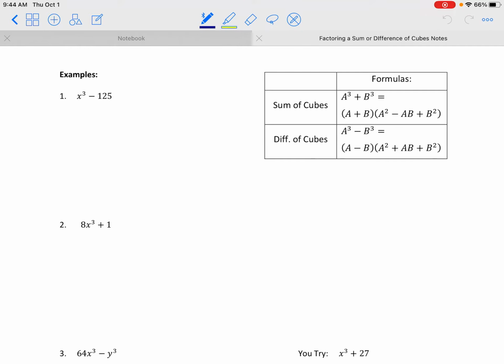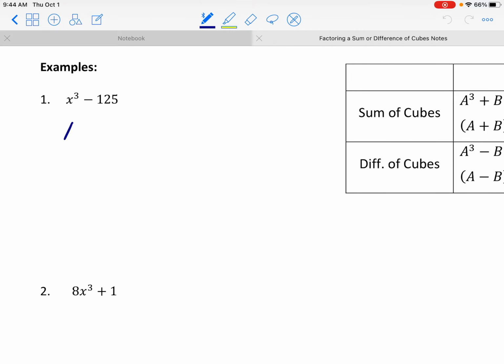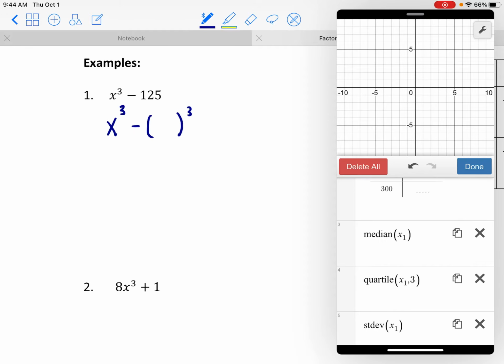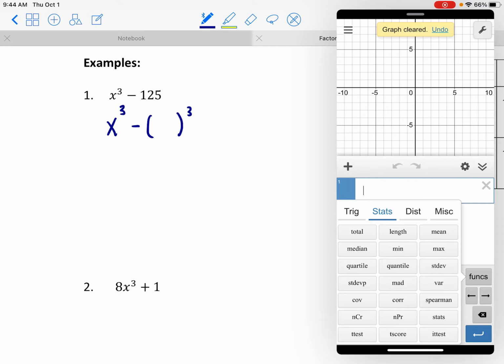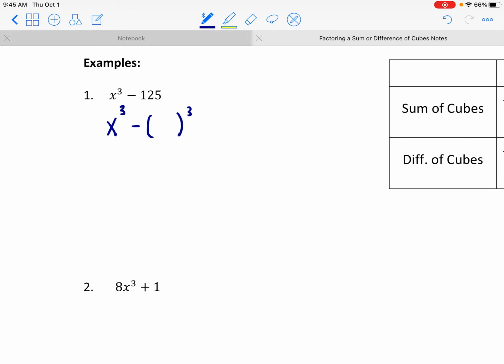In either case, if I want to apply the formula or the patterns, I have to have something cubed plus or minus something cubed. Here I'm good with the x cubed, right? I'm cubing x. But what am I cubing to get 125? If I took the cube root of 125, which I could use my calculator for, or we could reference the list that we made, what are we cubing to get 125? It's going to be 5. So x cubed minus 5 cubed.